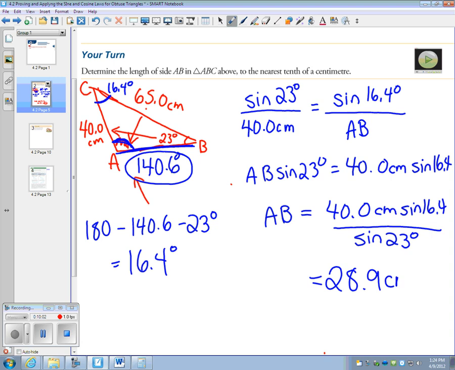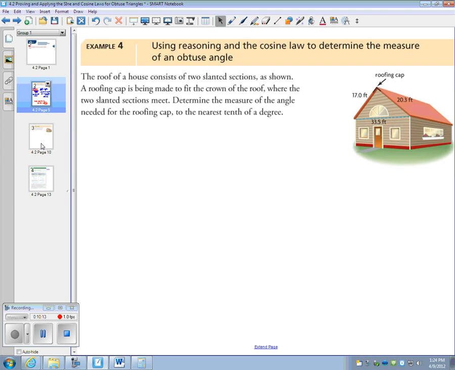28.9 centimeters. So getting to know your calculator after chapter 3, you should know your calculator, the order you put it in. So that's how we found the length AB. Okay? Moving on to our next question.